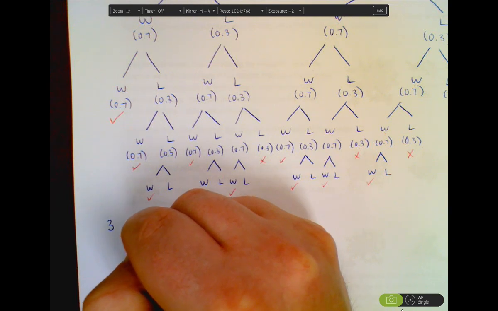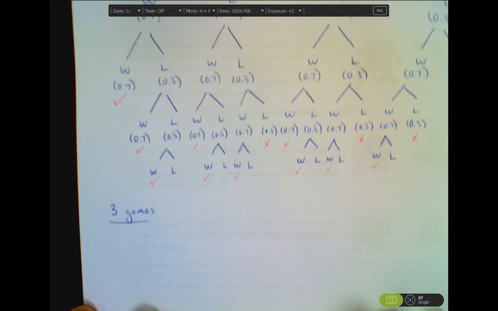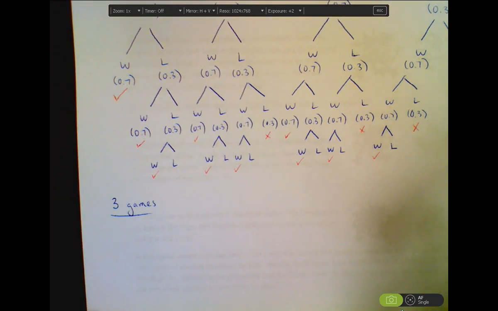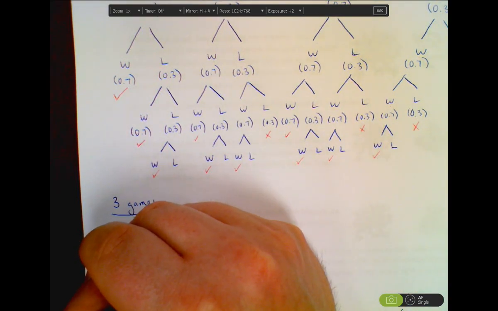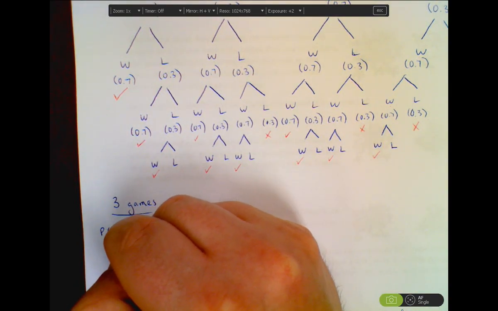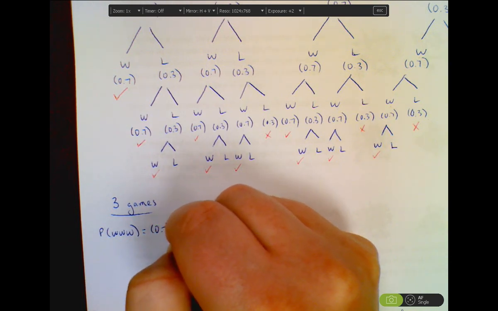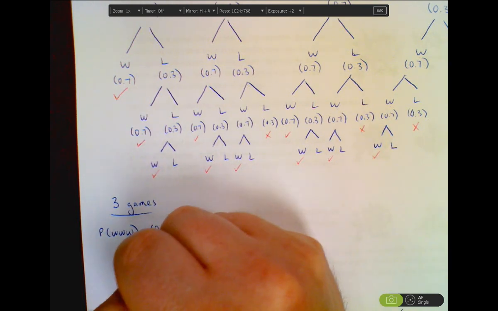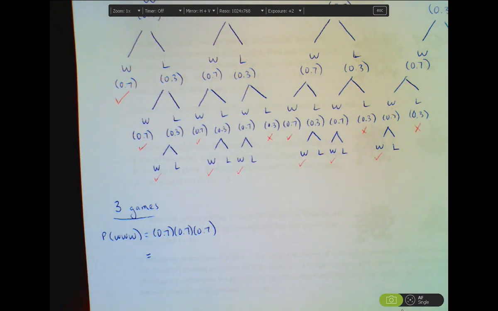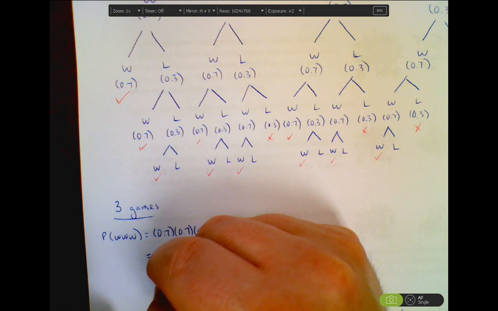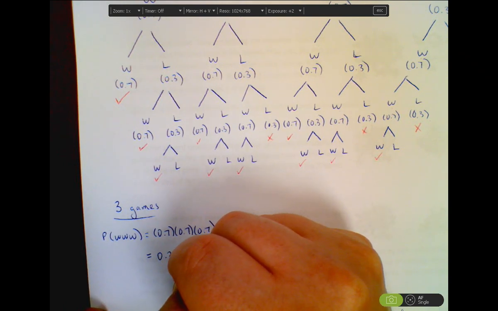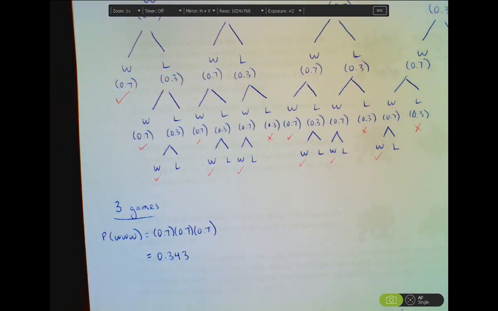So for 3 games, I might do my work over on the left. There's only one way that can happen. The probability of winning the first 3 games is 0.7 times 0.7 times 0.7, or 0.7 cubed if you want to make it more efficient. So 0.343. They have a 34.3% chance of winning.